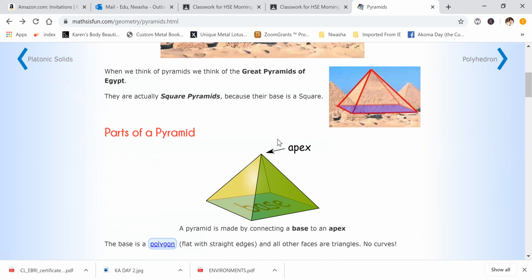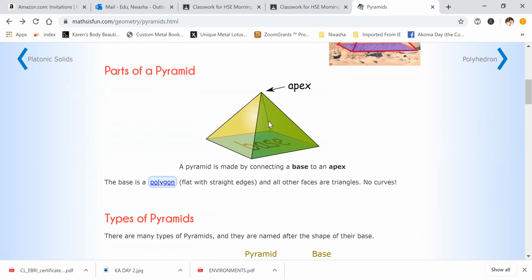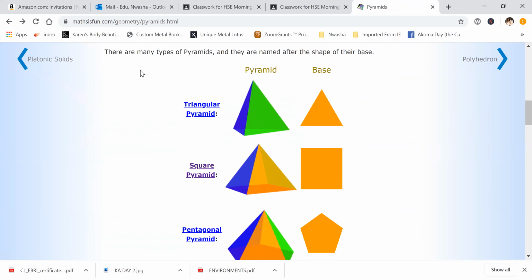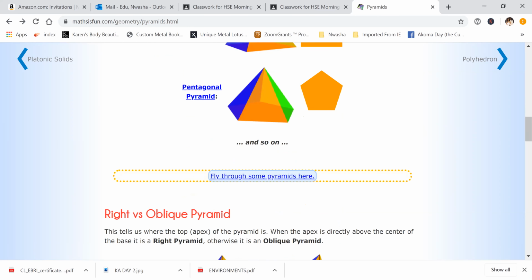We mentioned the Great Pyramids already. This is the primary one that we're going to do. So this one is calling the base the square, and the apex the point, which is the same vocabulary words. Here they are showing you that there are other kinds of pyramids and they're named after their base. So a triangular pyramid has the base of a triangle. The square pyramid is the one that we did, and the pentagonal pyramid has a base of a pentagon. So basically the pyramid just means whatever the base is, the sides come up to the vertex.